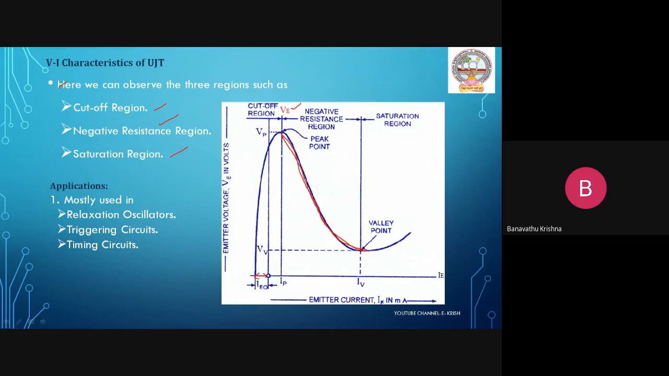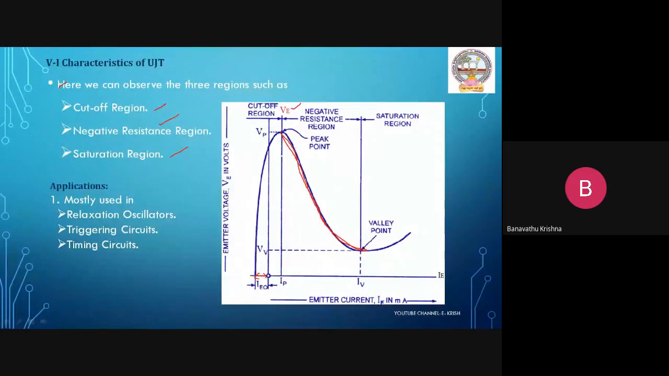But here the voltage drops. If the voltage drops after the peak value, the resistance decreases. So it is a negative resistance region. How is it a negative resistance region? Let us observe here. Here VE, that is VEE, is increasing, and the current, that is IE, is also increasing. In the same way, the resistance also increases.